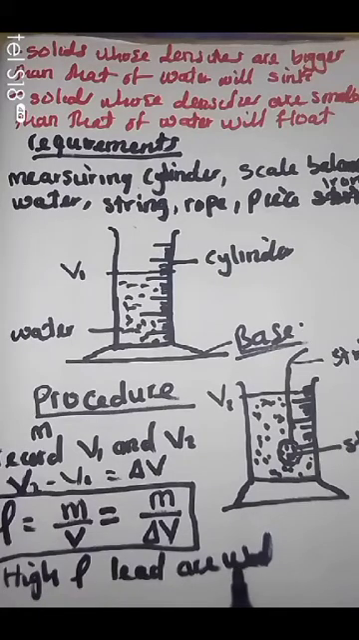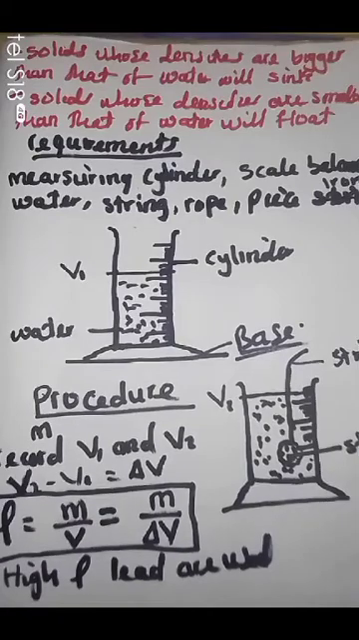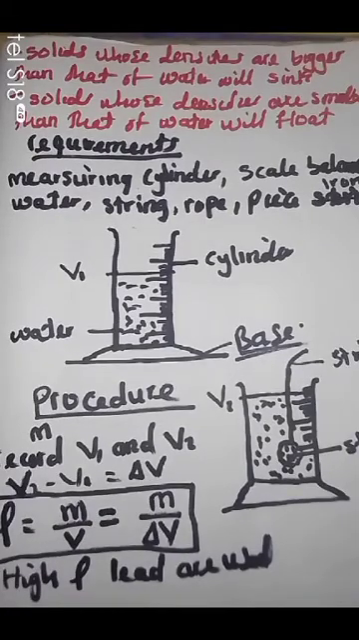Now the use for a low density material: low density materials are used in making the framework of aircraft, boats, and ships. Because if an aircraft or a ship is built using a material whose density is very high, it's going to cause the ship to sink, and it's going to cause the plane to crash.